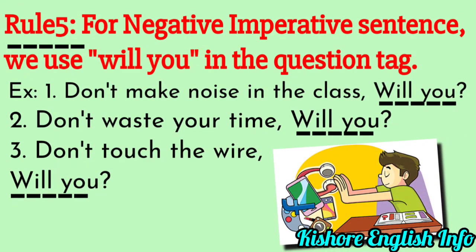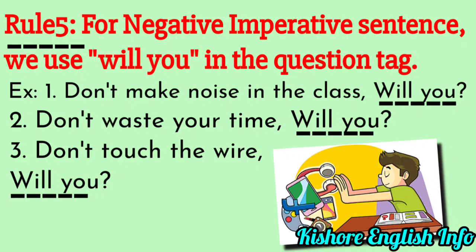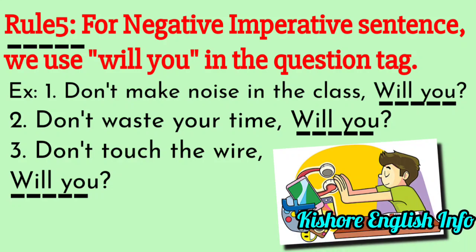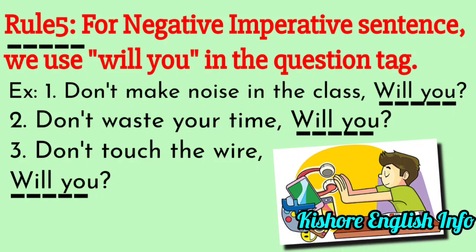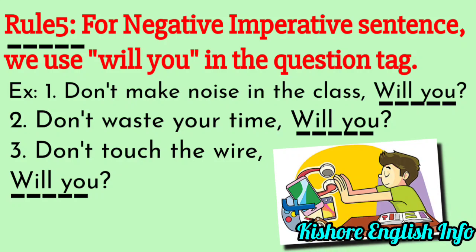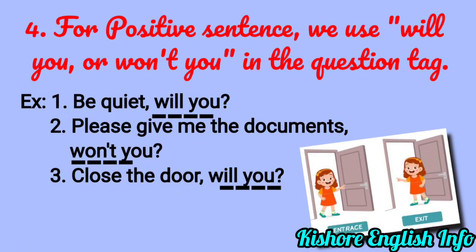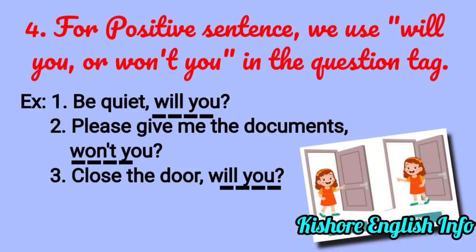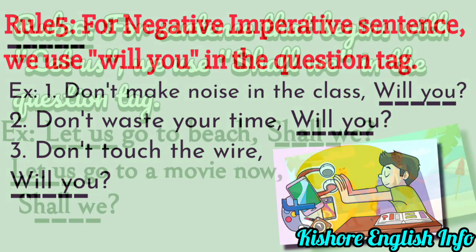Coming to the fifth rule, for a negative imperative sentence, this is very important. For a negative imperative sentence, we must use will you only. Don't make noise in the class. Will you? Don't waste your time. Will you? Don't touch the wire. Will you? For a negative imperative sentence. For a positive imperative sentence, we use will you. For compulsory actions, we use won't you.